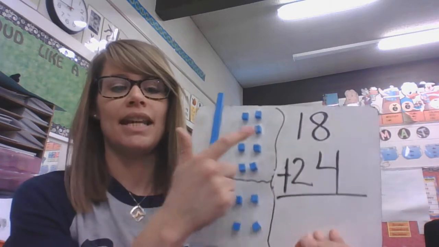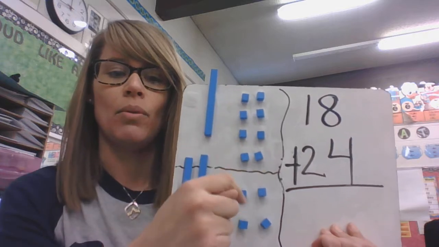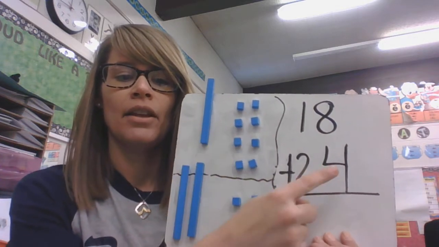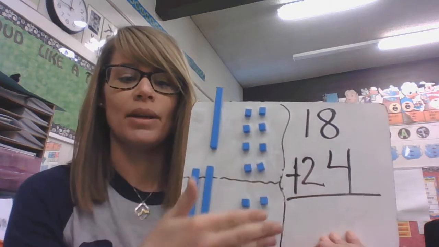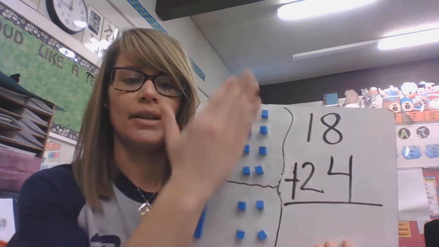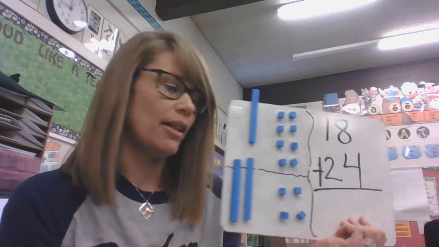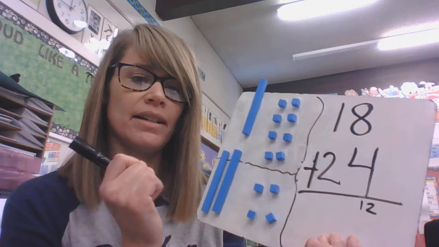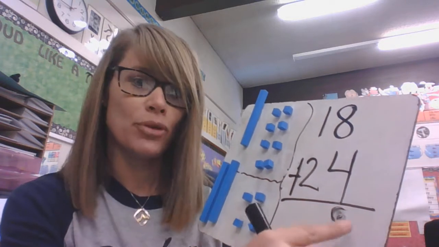Are we going to start with our tens or our ones first? We are going to start with our ones first. So I've got 8 ones from the number 18, 4 ones from the number 24. What are 8 ones plus 4 ones? What's 8 plus 4? Let's count it up. 8, 9, 10, 11, 12. 12 is the number of ones I have. Can I put 12 over here? I have to do some trading.